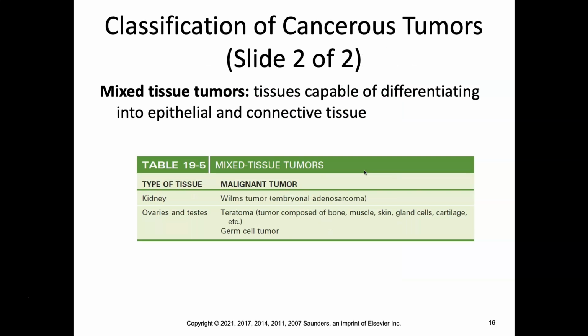Then the last 5% fall usually into the category of mixed tissue tumors. These are tumors that can differentiate into both epithelial and connective tissue. So they have mixed two different kinds of tissue. They have the epithelial and the connective that have gone bad. And you'll see these in the kidneys, ovaries, and testes.